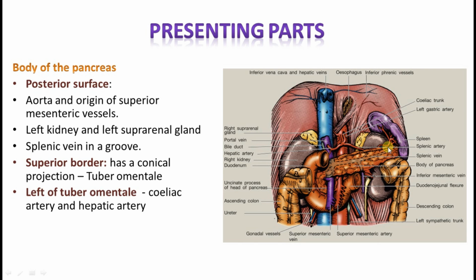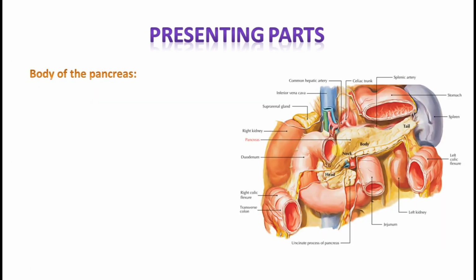So the splenic artery is related to the superior border of the pancreas, more on a posterior plane. At the posterior part of the superior border of the pancreas, you can see the splenic artery running over the body of the pancreas. So right of tuber omentale is the splenic artery, left of tuber omentale you see the celiac artery and the common hepatic artery. So anterior and posterior surface of the body of the pancreas. Borders, inferior border, superior mesenteric vessels emerge.